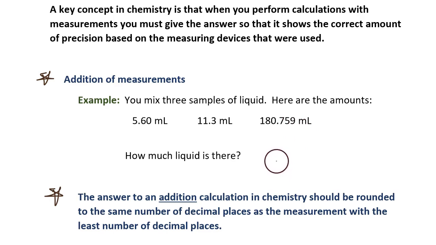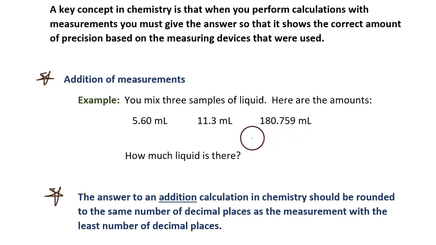Well, we know we want to add these numbers together. But notice that these measurements go to different decimal places. The first is measured to the hundredths position. This is measured to the tenths position. And this last one is to the thousandths position.